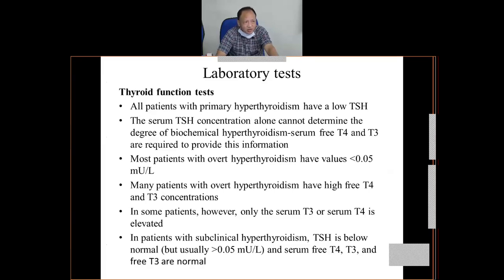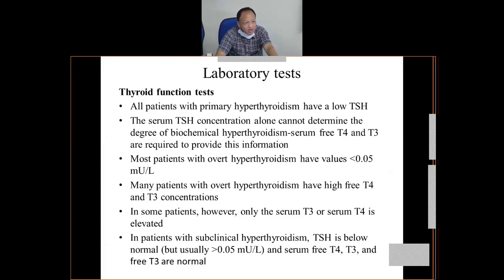That is what it means by TSH concentration alone cannot determine the degree of biochemical hyperthyroidism. You will require a serum free T4 and T3 to provide this information. Most patients with overt hyperthyroidism have values of TSH less than 0.05. Many patients with overt hyperthyroidism have high free T4 and T3 concentrations. In some patients, however, only the serum T3 or serum T4 is elevated.